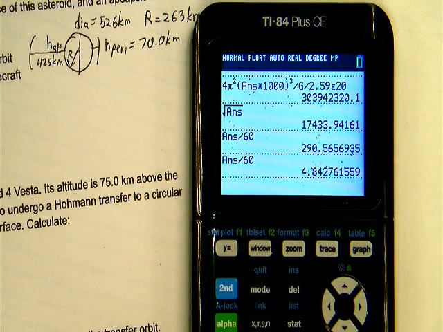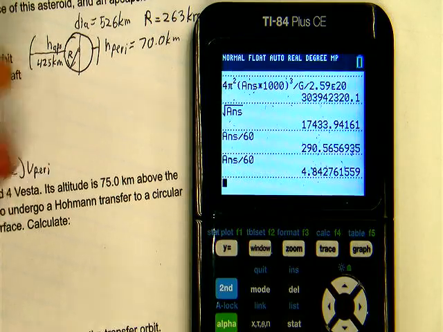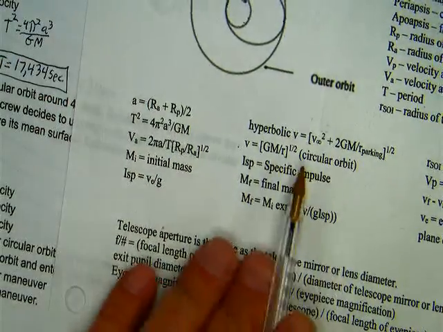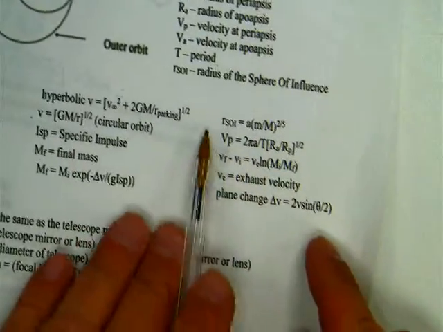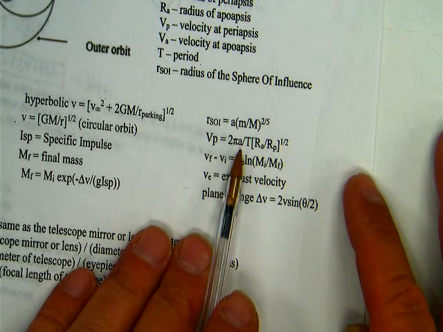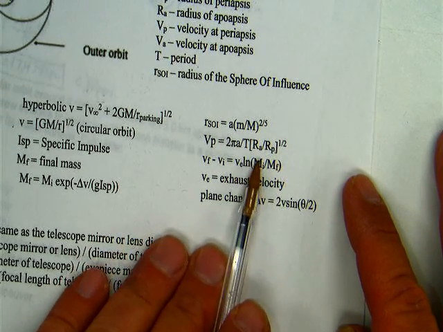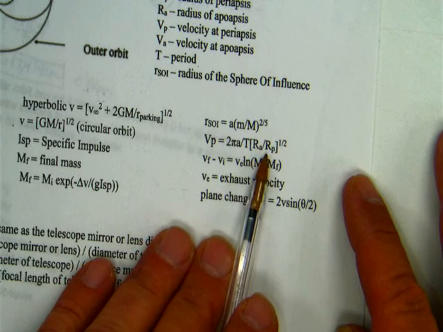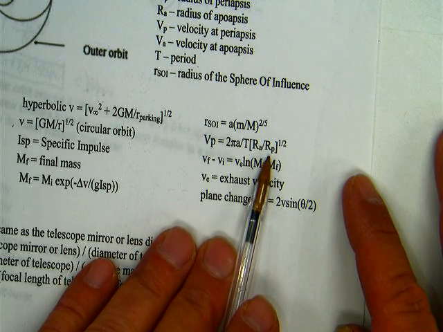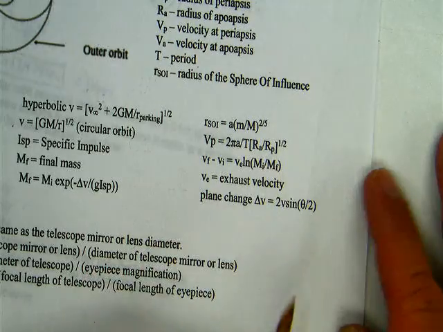Part C, to find the periapsis velocity, we go to my handy dandy reference sheet that says, oh, the periapsis velocity, here it is. It says it is 2 pi times the semi-major axis divided by the orbital period times the square root of the ratio of the apoapsis radius divided by the periapsis radius. I'm thinking these should probably be lowercase letters instead of capital R's, but oh well, too late.